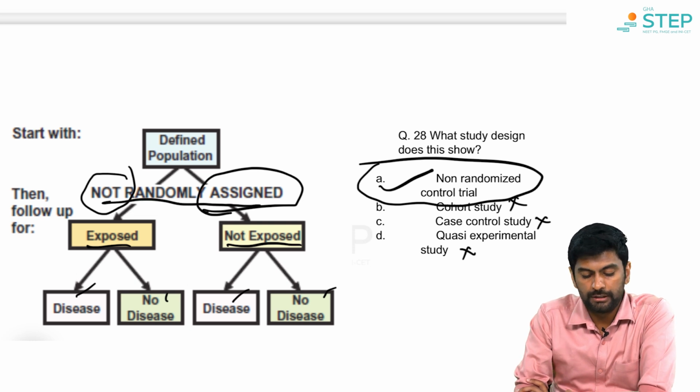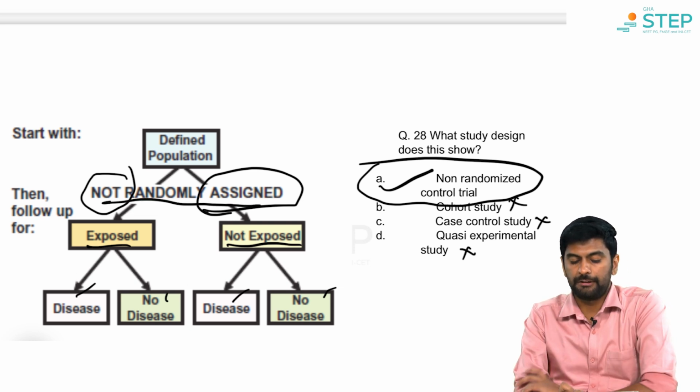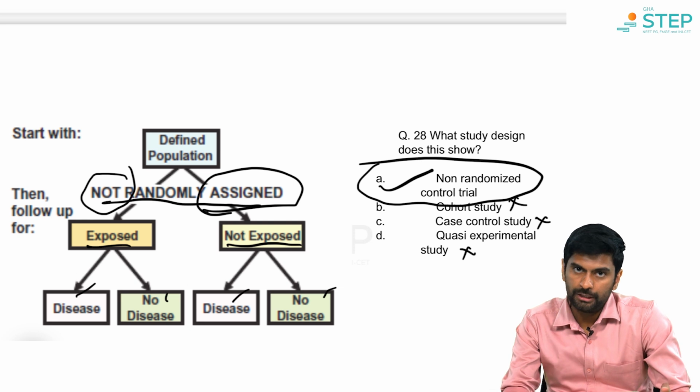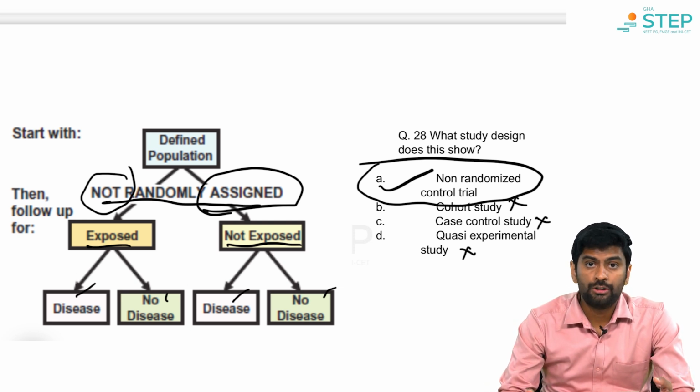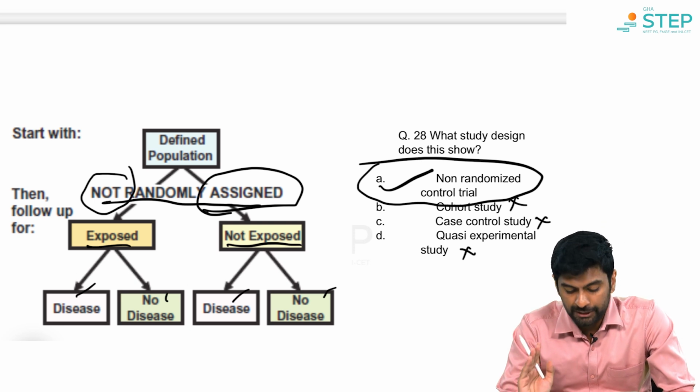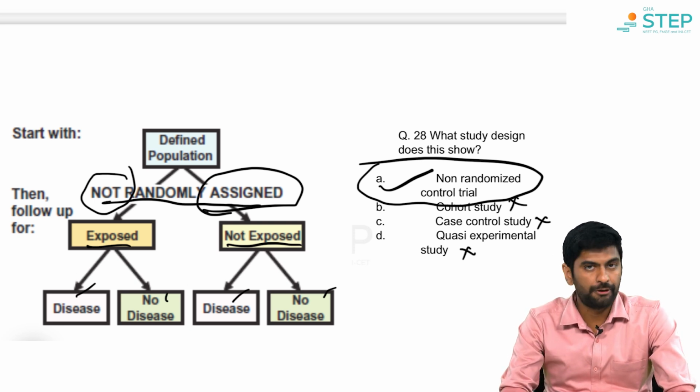A non-randomized controlled trial is the correct option for this specific diagram because you are assigning them into two groups, and at the same time, you are not going to be doing any form of randomization. So, the correct option is a non-randomized controlled trial.